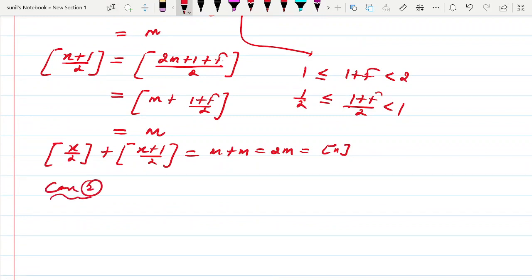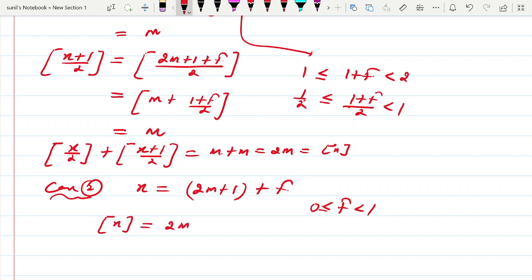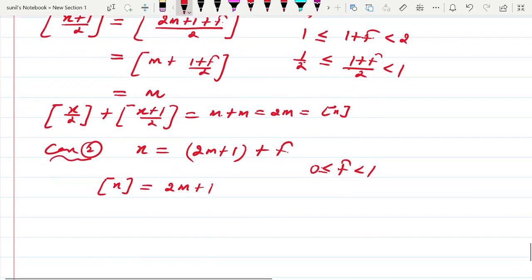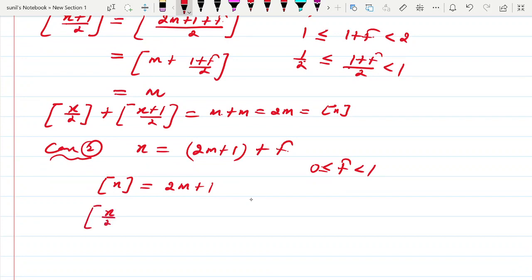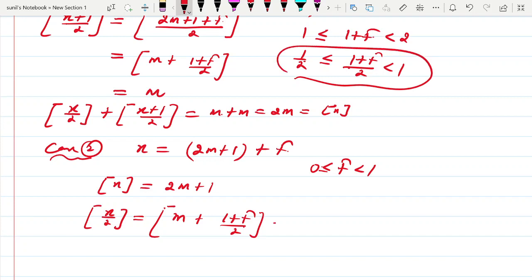Case 2, if I take an odd integer, so x equals 2m plus 1 plus f. What is f? Fractional part. Now what is the greatest integer of x in this case? 2m plus 1. Clearly, what is bracket x by 2? Again it will be m plus (1 plus f) by 2. So what we have achieved here? It is m.